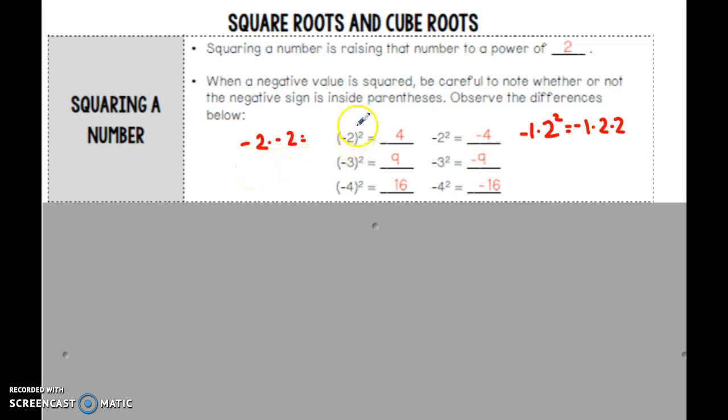If you're using your calculator to work on your exponents and you see parentheses, you should definitely put the parentheses in there the way it's written. If there's no parentheses, you will not use parentheses with your calculator to be able to come up with the correct value.